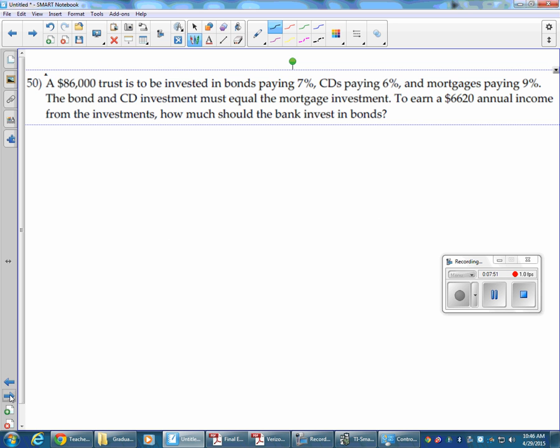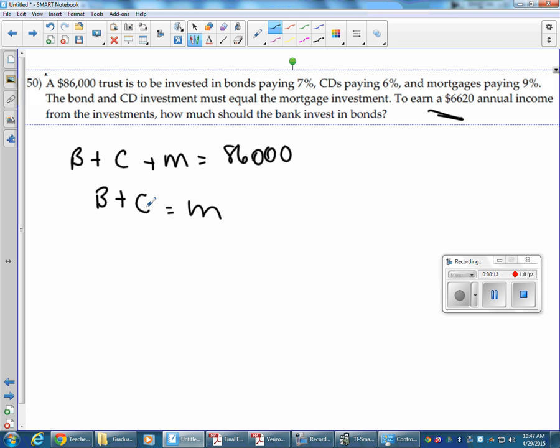All right, problem number 50. We've got an $86,000 trust to be invested in bonds and CDs and mortgages. So if I take bonds and CDs and mortgages and what I'm investing, it should add up to $86,000. The bond and the CD investment must equal the mortgage investment. So there's another equation. And then they want to earn a $6,620 annual income from the investments.